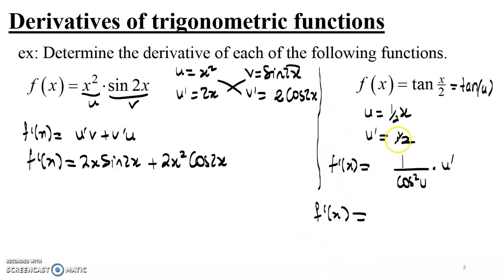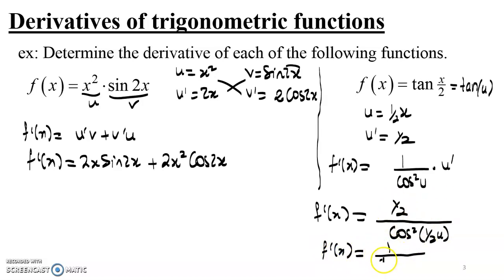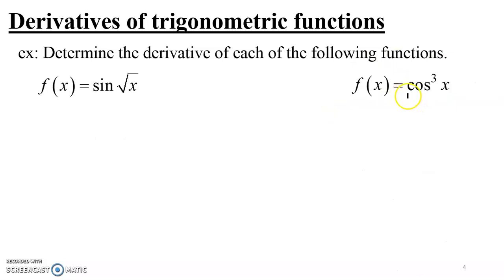So f prime of x would actually be half over cosine squared of half u. Now over here, the half, simplifying this, since we have a fraction at the numerator, the denominator of that fraction drops down to the denominator of the entire fraction, so that would be 1 over 2 cosine squared of half u, and that is the derivative of f of x.